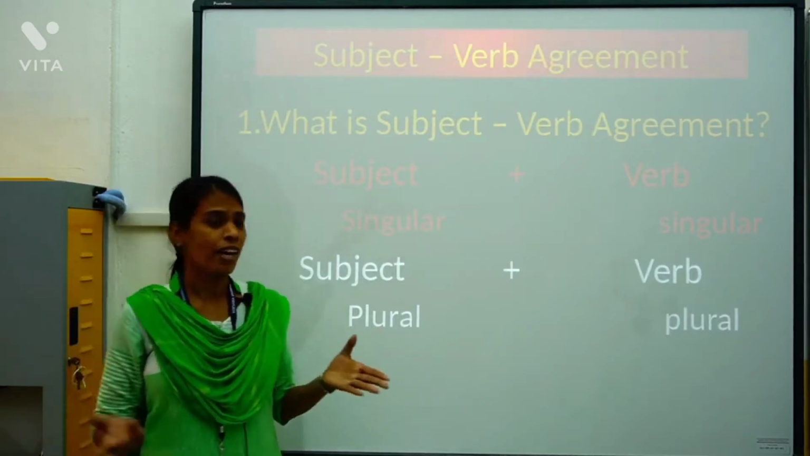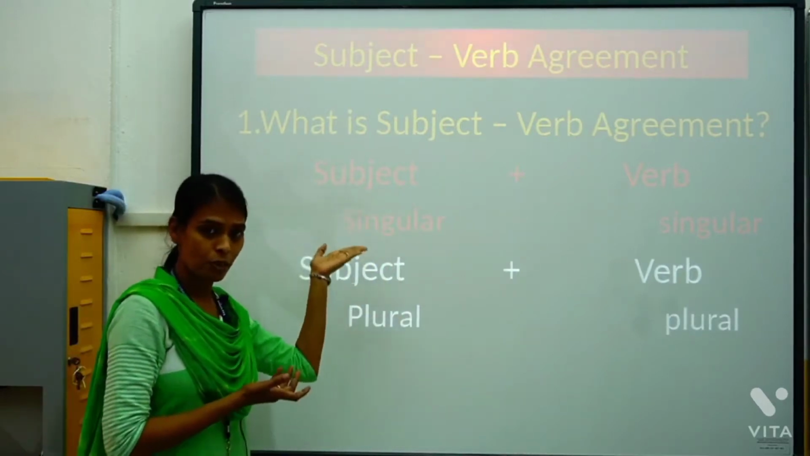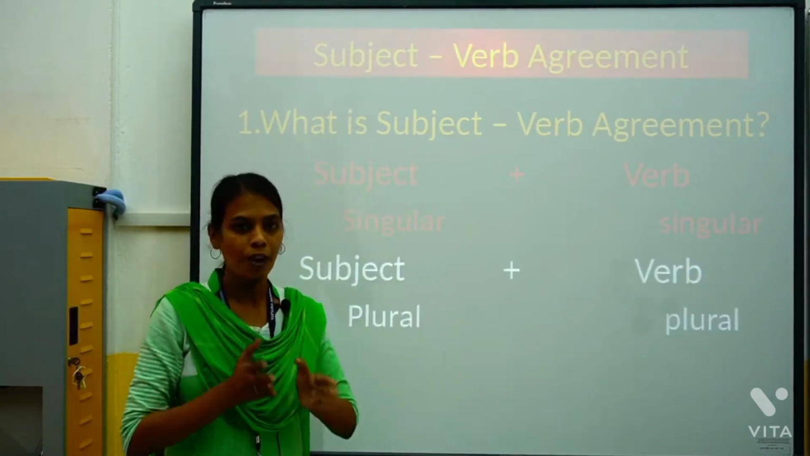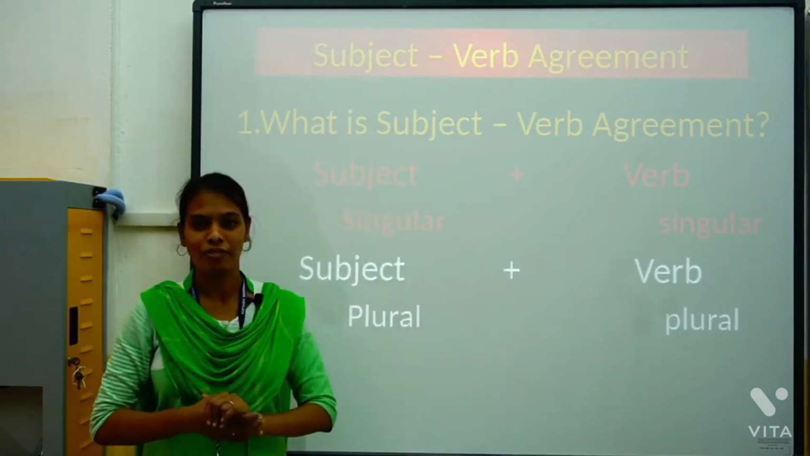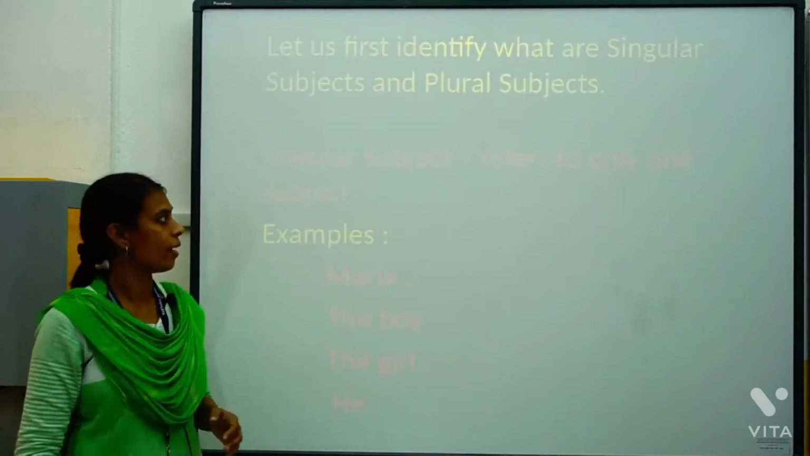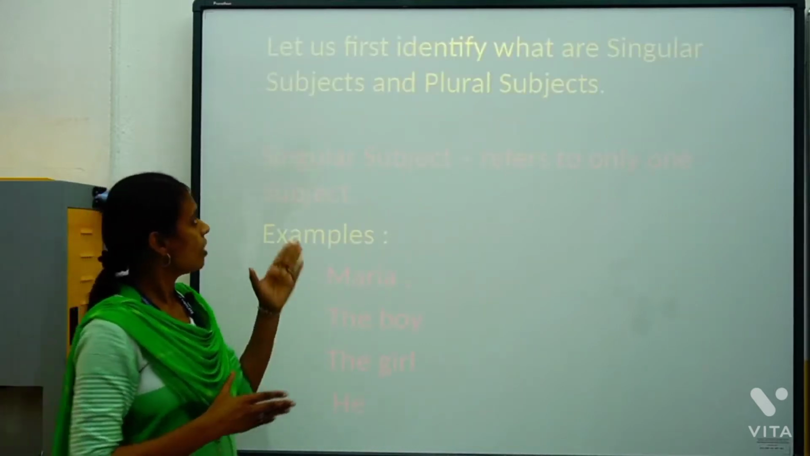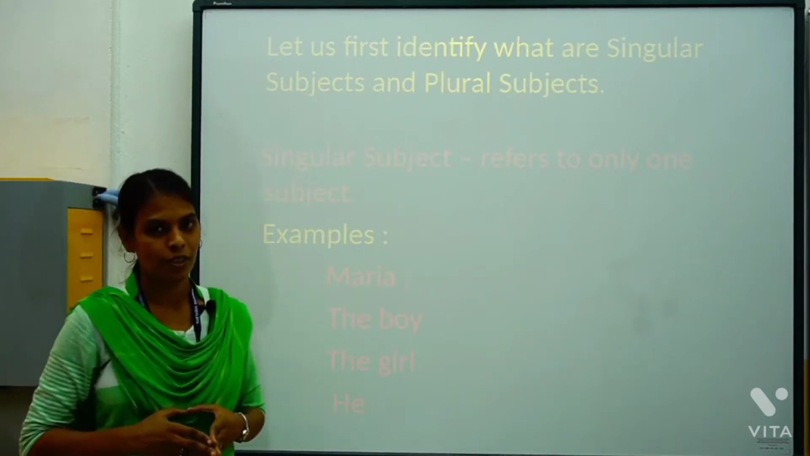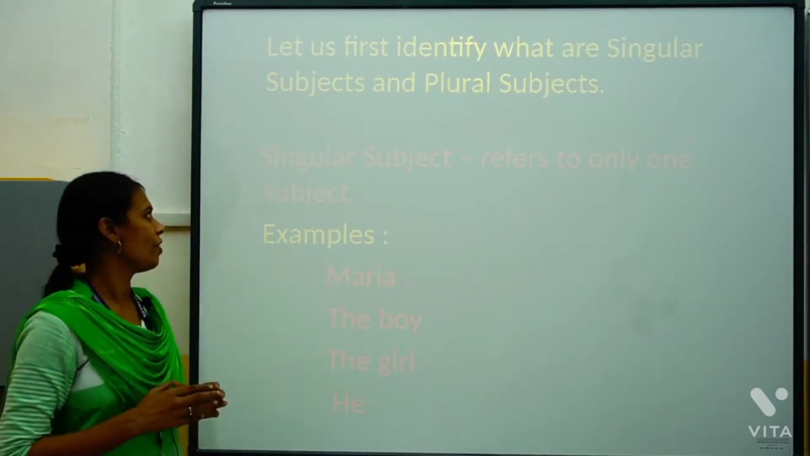So you cannot ask why the subject should be singular and why the verb should be singular. It is the rule of subject, verb and agreement, right? Yes, hope you will understand. Now let us identify what are singular subjects and plural subjects. Okay, now you are going to identify, right?